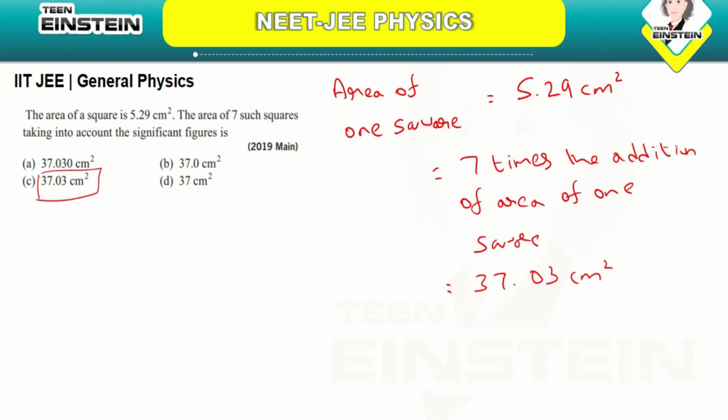Since here you can see the number of digits after the decimal is 2, in 5.29 only 29 is coming, so 2 decimals. So our answer should also contain only 2 digits after the decimal point. In option number A we have 3 decimals, option number B 1 decimal, and option number D no decimals. Only option number C has 2 decimals. So the correct answer is option number C. Okay, let us now move on to the next question.